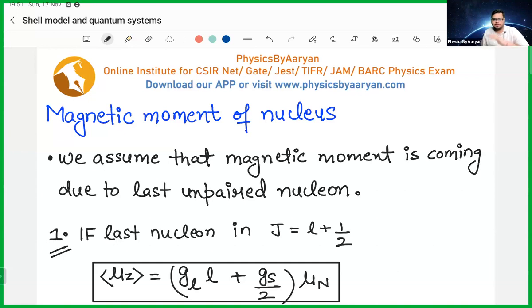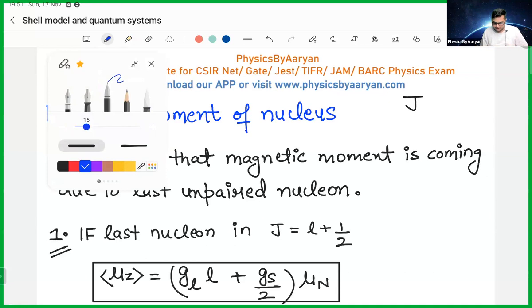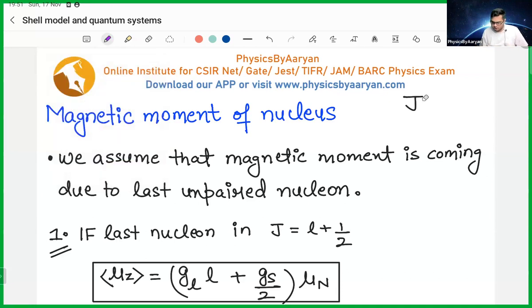Of the nucleus. So yesterday we said that the shell model is useful in finding the spin. So we found the spin. Spin is the J quantum number. So we say, okay, this is the J. And we also need parity. We covered spin and parity yesterday.